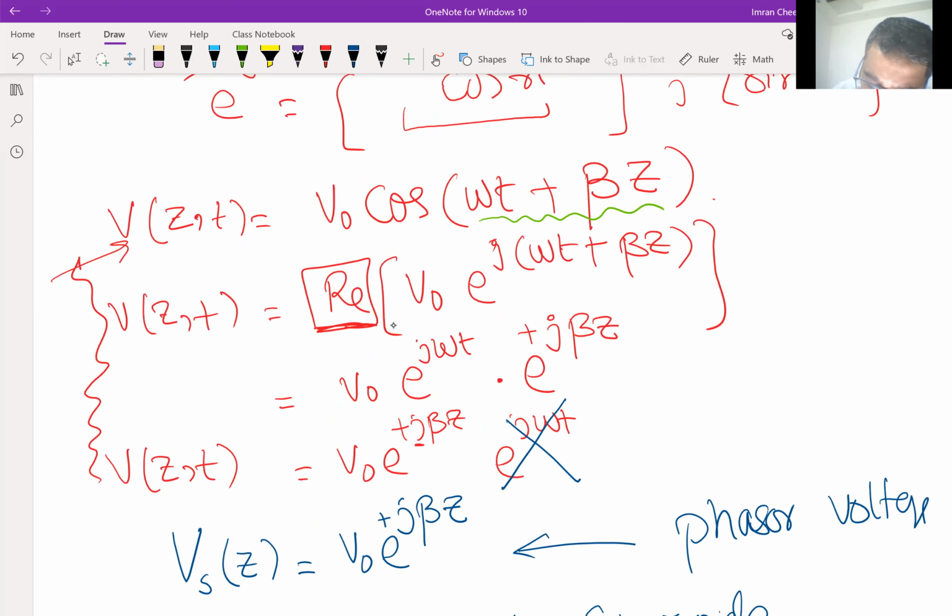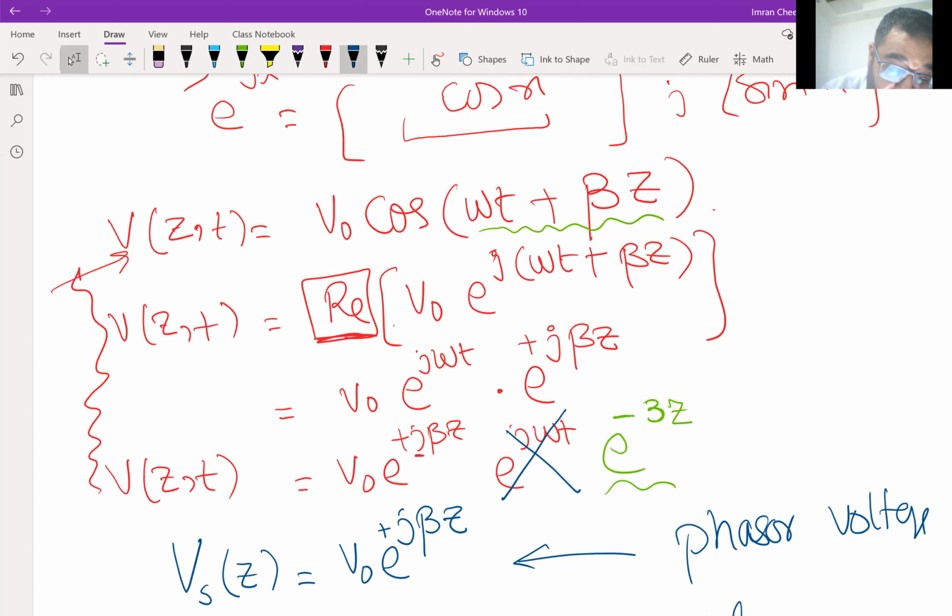Let's say, as an example, I have a term e^(-3z), that's it, e^(-3z). Now when I go backward, where will this e^(-3z) go? Can anybody tell me where this e^(-3z) would go when I go backward? I have not attached a j to it. It's a constant.